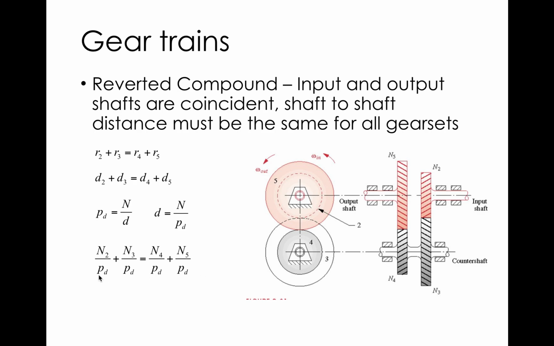Now, if they're all the same pitch diameter, I can get rid of the pitch diameter, and N2 plus N3, tooth count on gear 2 plus tooth count on gear 3 has to be tooth count on gear 4 plus tooth count on gear 5. That assumes the pitch diameter is the same. Now, the diametral pitch. The diametral pitch of N2 and N3 will be the same. The diametral pitch of N4 and N5 will be the same because they're meshing. They have to be, otherwise the gears will eat themselves. So, for sure, these two will be the same and these two will be the same.